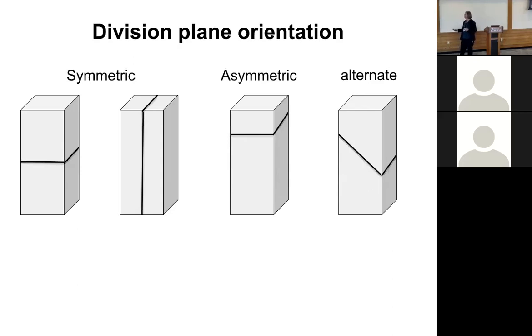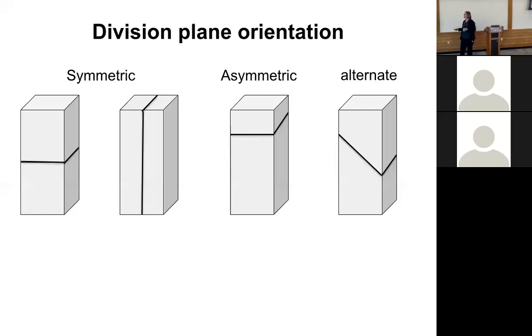You can have divisions that occur along this axis. This is a transverse division. And this is a longitudinal division. I'll tell you more about that later on. But I can't forget to mention one of the critical types of division that occurs in plant cells, and across bacteria, archaea, and eukaryotes, which are asymmetric divisions.